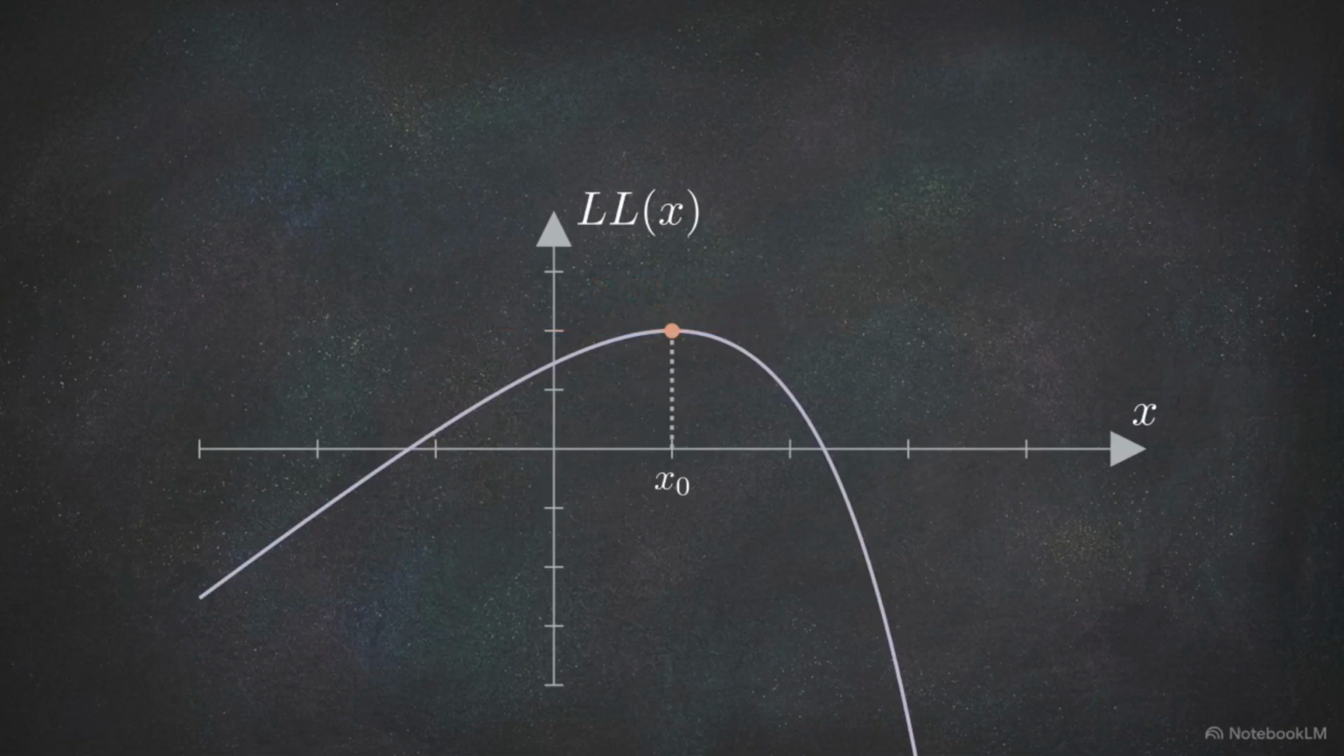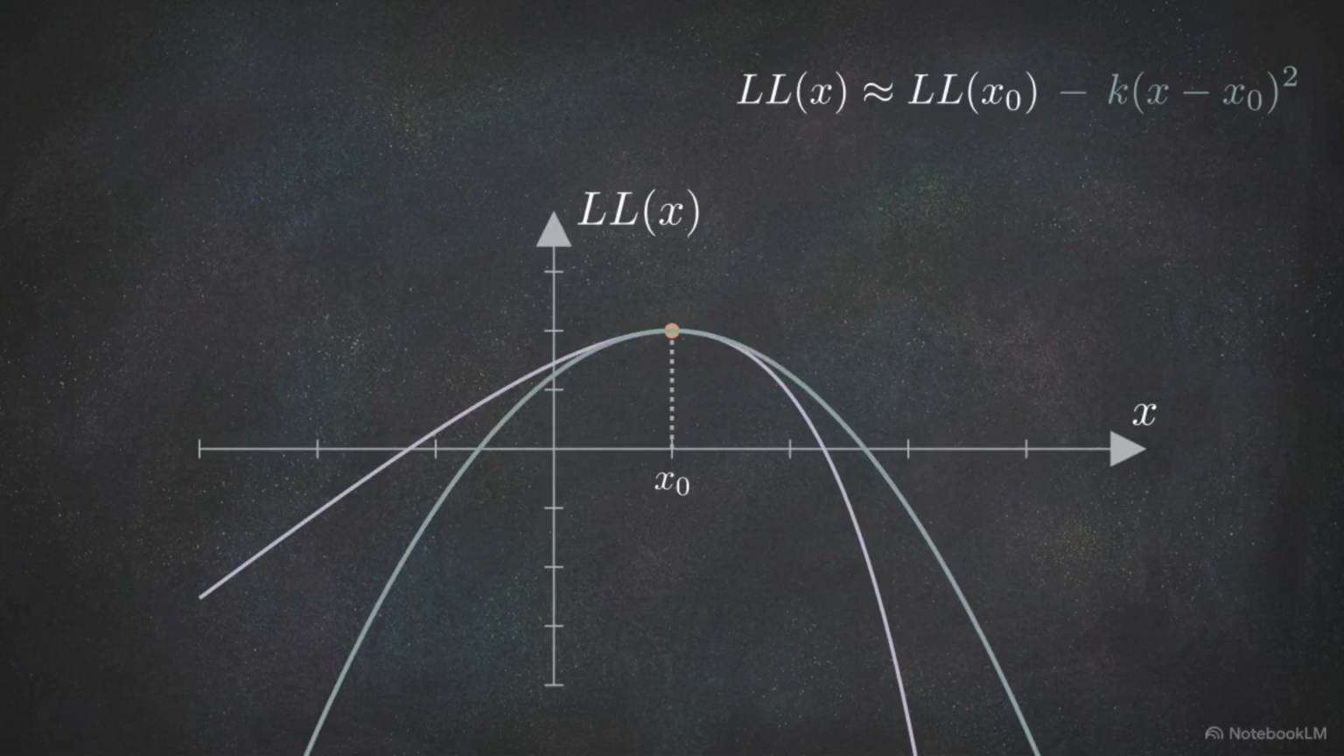This term dictates the curvature of the peak. Because we are at a maximum, the curvature is negative, forming a simple negative quadratic. We have replaced a complex likelihood function with a straightforward inverted parabola.